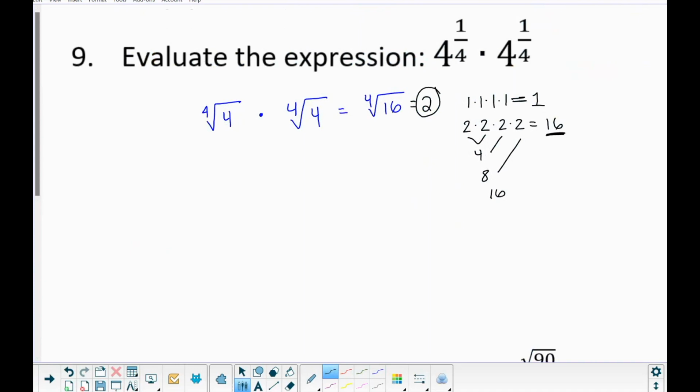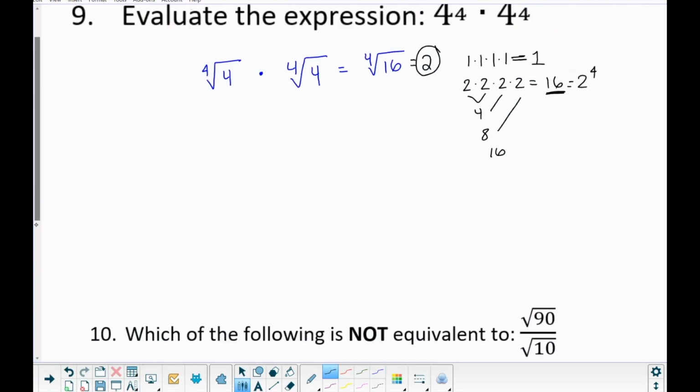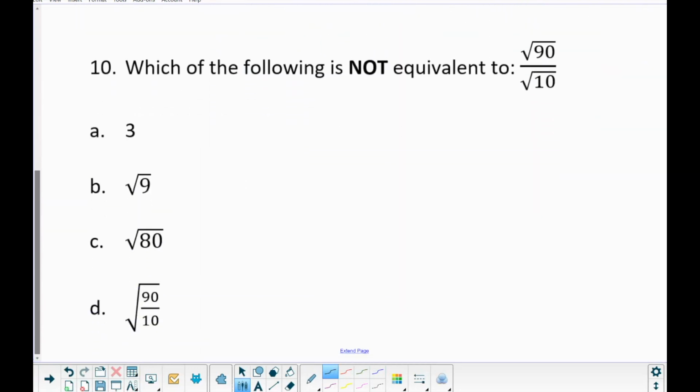Pretty easy. Remember, exponents and radicals are opposites essentially. So if you're confused at what you're looking at here, you're looking at 2 to the 4th power is 16. That means that the 4th root of 16 is 2. It's just kind of like addition, subtraction, multiplication, division. They're interchangeable. That's all that is. All right, and then finally, number 10.